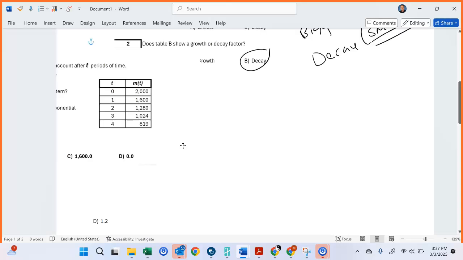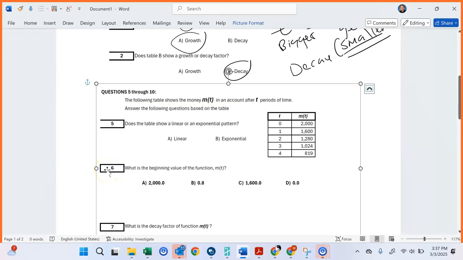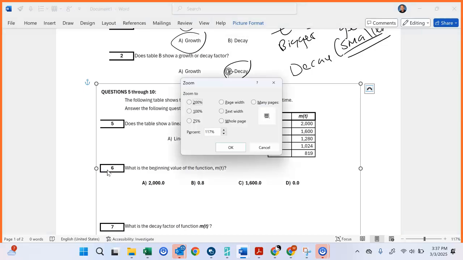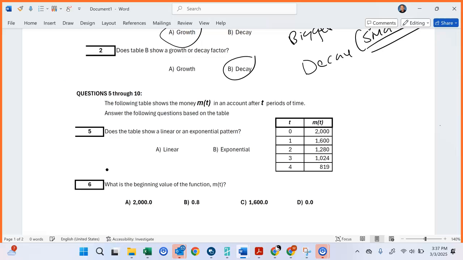Okay, so what I'm going to do is look at this one right here. We have 1600, the second one, minus the first one, 2,000, which is minus 400, okay? So that can still be linear if the pattern continues.